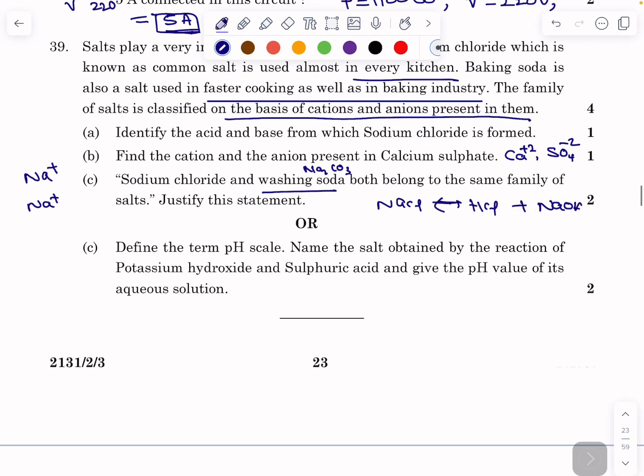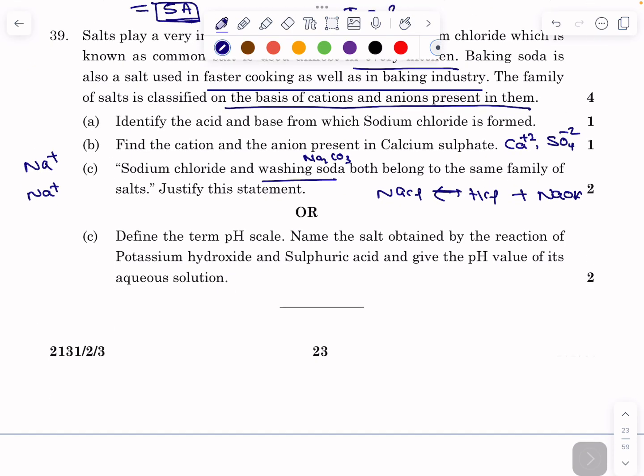Next question we have here. Define the pH scale. Name the salt obtained by the reaction of potassium hydroxide and sulfuric acid, and give the pH value of its aqueous solution. So what is the pH? A scale for measuring hydrogen ion concentration in a solution is called the pH scale.